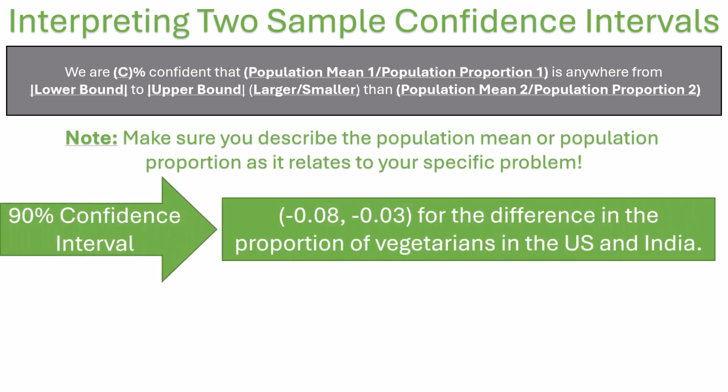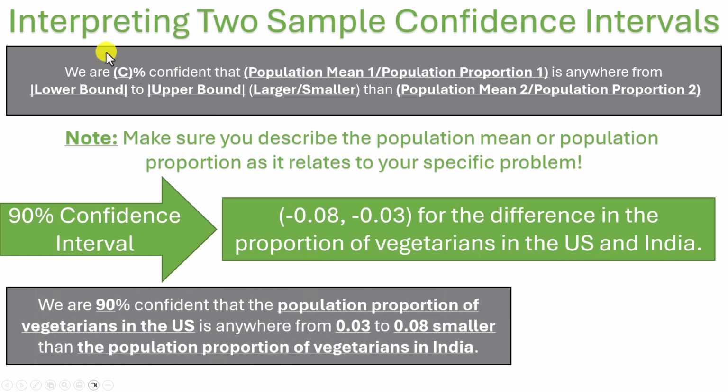You're going to substitute in specifically what your proportion is for your problem. So for example, let's say that our 90% confidence interval came out to negative 0.08 to negative 0.03 for the difference in the proportion of vegetarians in the United States and India. Then we would say we are C% confident, or 90% confident, that the population proportion 1, which is the population proportion of vegetarians in the United States, is anywhere from 0.03 to 0.08. And here's another place where you could kind of switch things around.